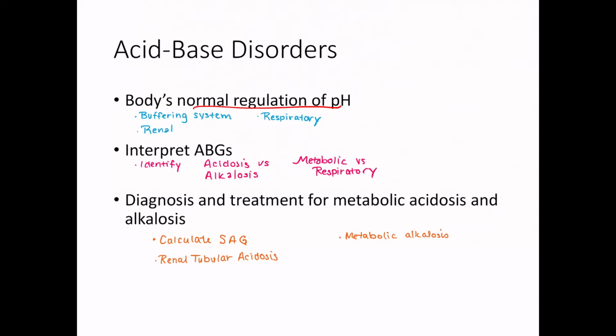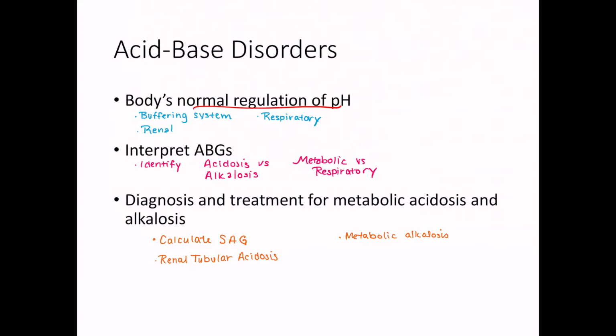You will have to interpret the ABGs for respiratory diseases, but usually the treatment of those respiratory diseases involves more of a respiratory therapy approach than a pharmacological approach, so we're not going to talk about those as much. However, metabolic acidosis and alkalosis, we will talk more about.